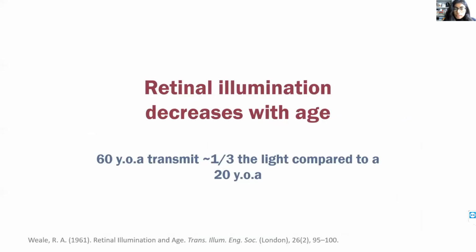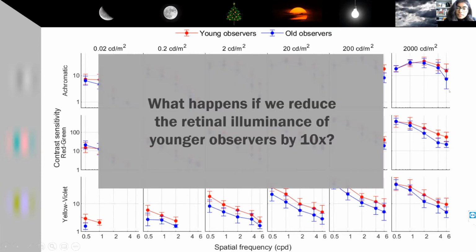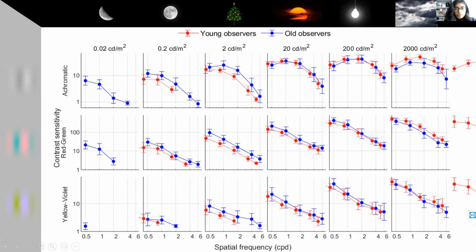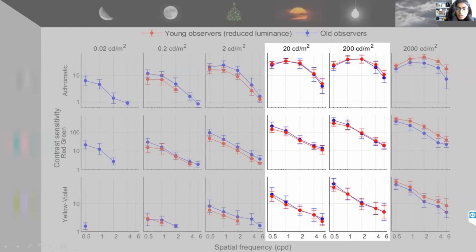To find out, let's go back to the results we saw earlier. I will now compare the CSFs, or contrast sensitivity functions, of older observers with CSFs of younger observers at 10 times lower luminance level. So I'm effectively shifting the whole CSF curve of younger observers towards the right. Something interesting happens in the 20 to 100 candela per meter square range. That is, the CSFs of older observers perfectly match the CSFs of younger observers at 10 times lower light for all three color directions.